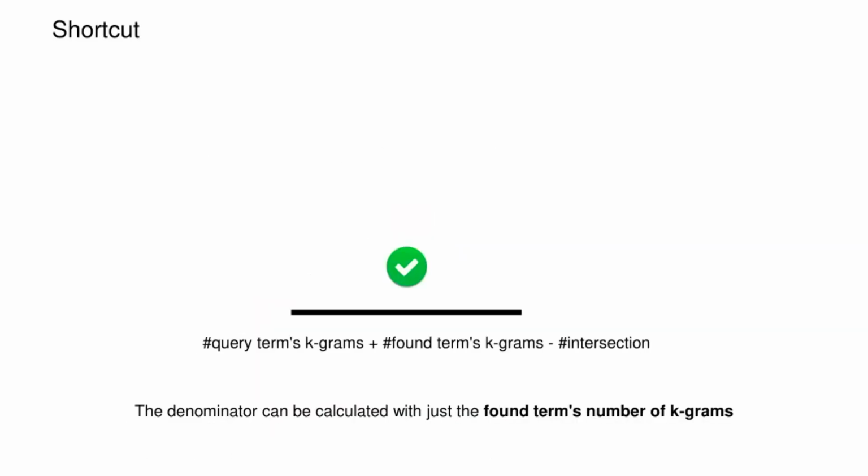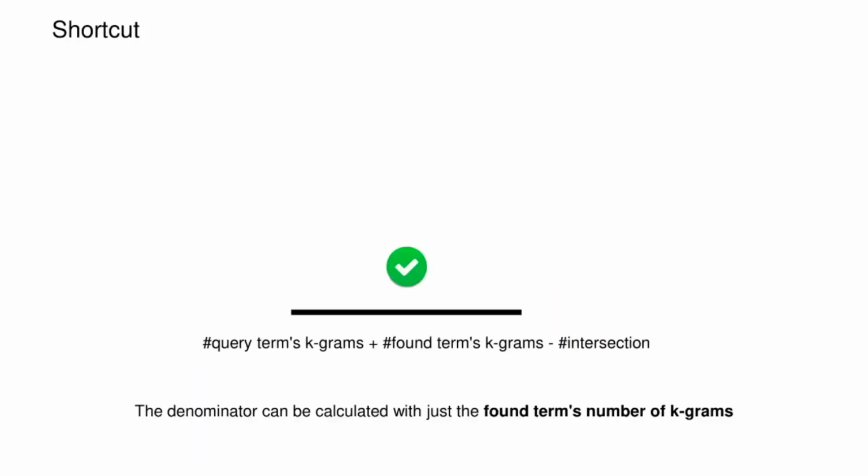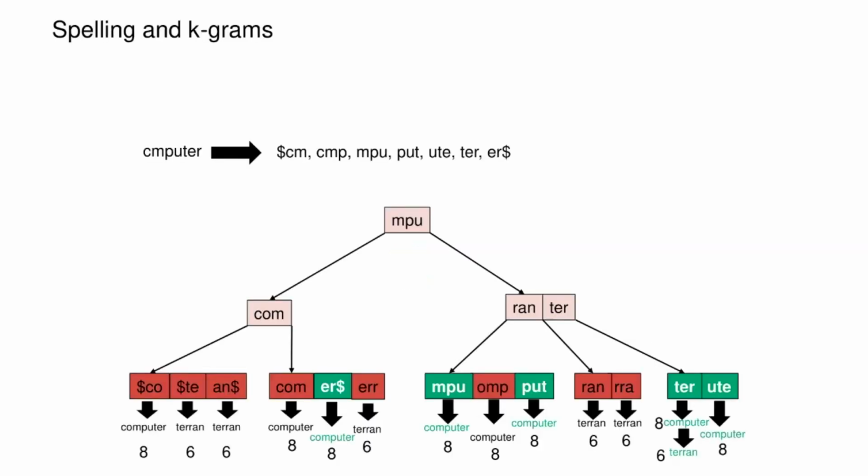And you can even pre-store the found terms' k-grams in the index. If you don't even want to compute them in real time, you can just put them in there. Like computer has 8 k-grams and Terran has 6 k-grams. Who agrees that now, with just this, we have everything we need to very efficiently compute that division? Who agrees? Right? Very good. Okay.